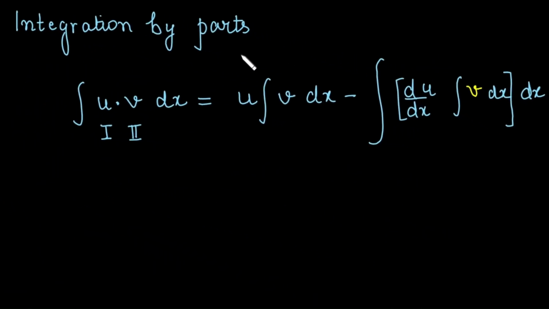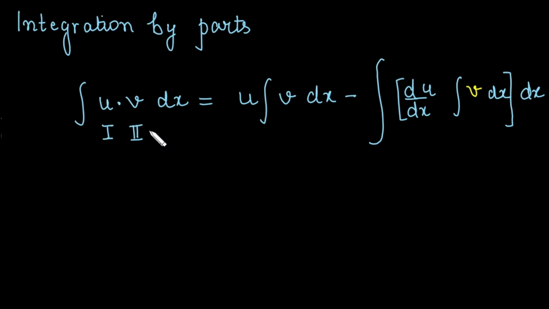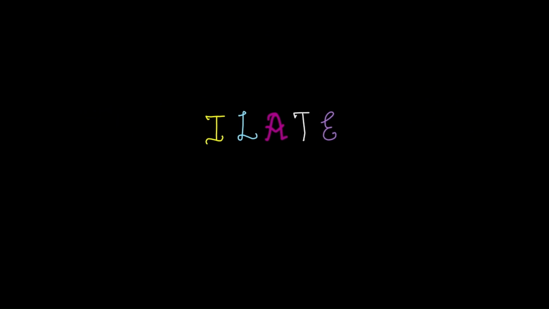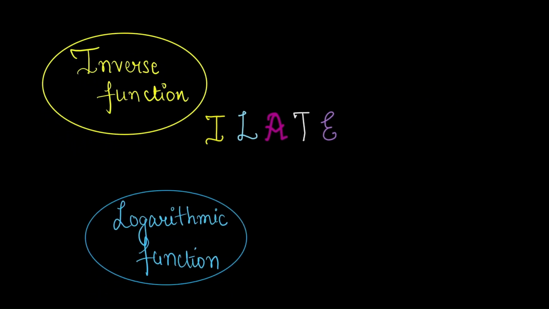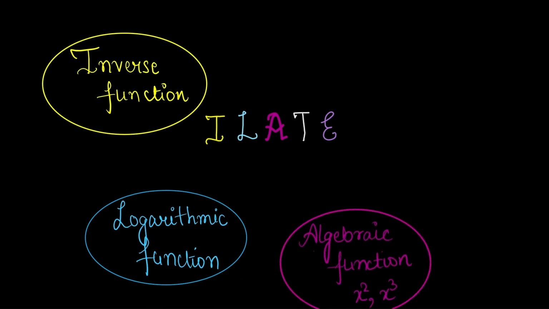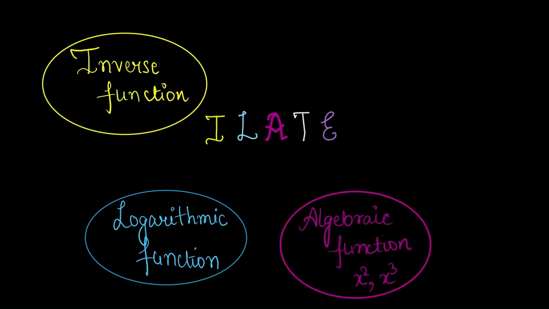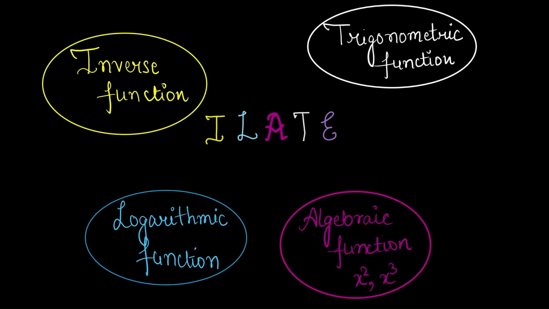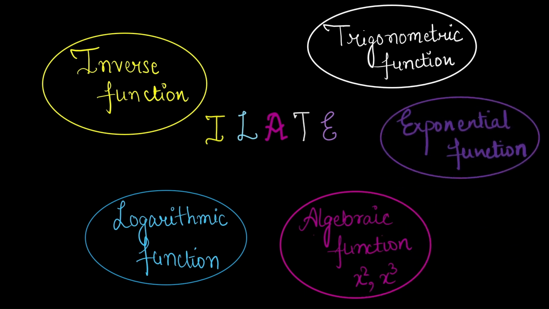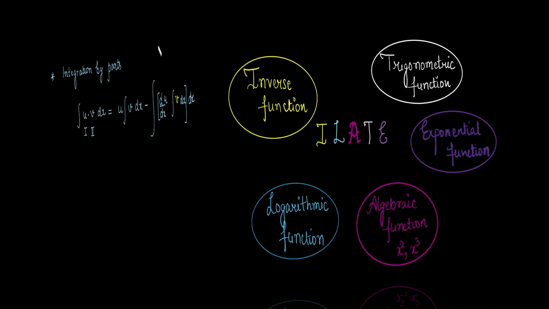Next we need integration by parts. Whenever we have two different functions of x, in that case we can apply integration by parts, that is applied with the help of ILATE, where I stands for the inverse function, L stands for the logarithmic function, A stands for the algebraic function that deals with polynomials, T stands for the trigonometric function, and E stands for the exponential function. According to ILATE, we can identify which one is the first function and which one is the second function.